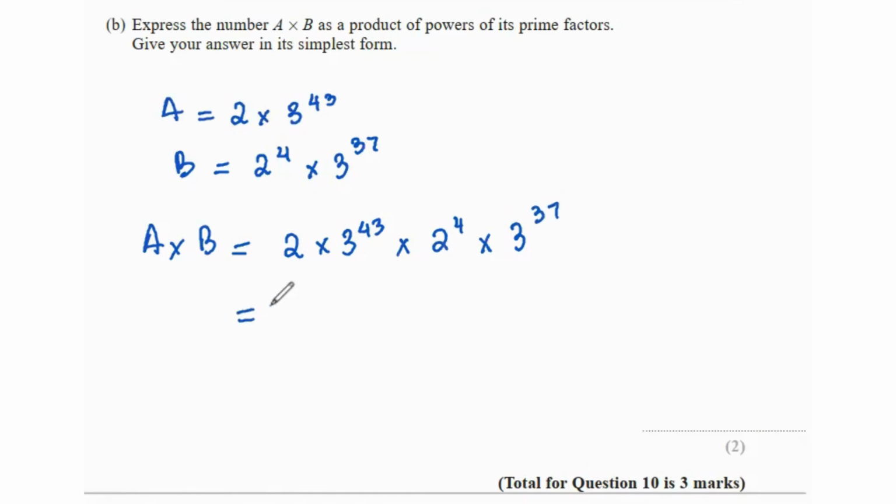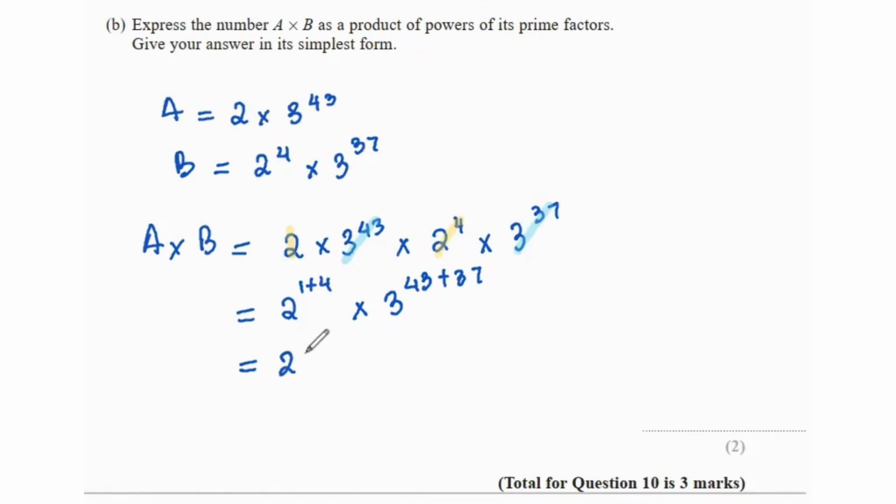We'll combine the similar bases like we did in the previous questions. So it's going to be 2 to the power of 1 plus 4. If we highlight this, these are our common bases, and for the other one, these are the common bases. So we'll write 3 to the power of 43 plus 37. Once again, whenever similar bases are being multiplied, we add the powers. If the similar bases are being divided, we subtract the powers. We'll explore this rule more in the rules of indices video, which I'll be posting very soon.